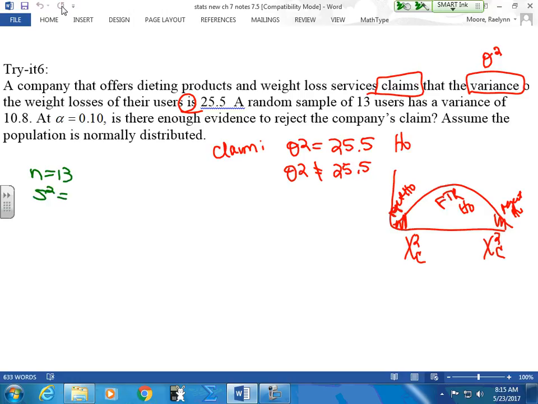So a random sample of 13 users has a sample variance, it's in the same sentence as the subject of my sample, of 10.08. And I'm looking at a level of significance of 0.10. Is there enough evidence to reject? Reject tells me my claim is H0. Make sure first that you're lined up with that. Now, my degrees of freedom, 12.